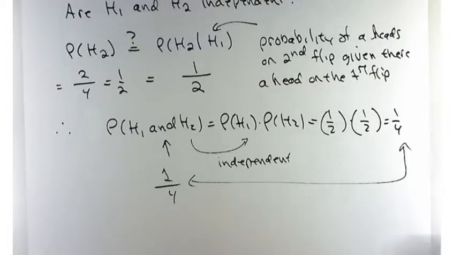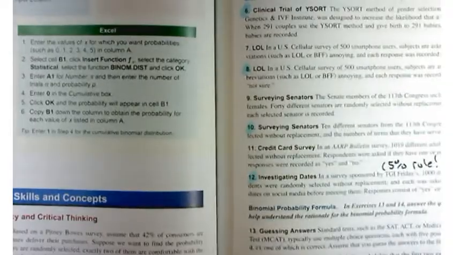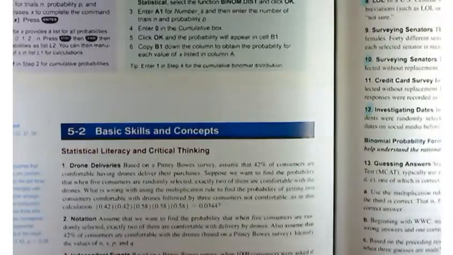Okay, so that's a little bit of a review, but it's also a little bit of a lead into our first problem. I'm actually going to do one of your homework problems for you. It's problem number 1. So this is section 5.2. So problem number 1 talks about some drone deliveries.